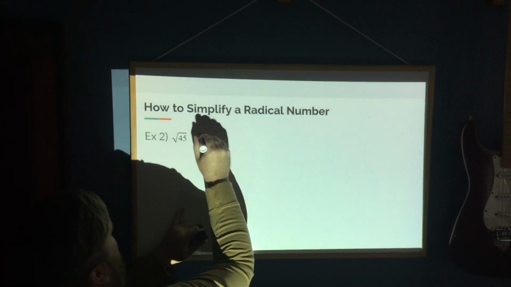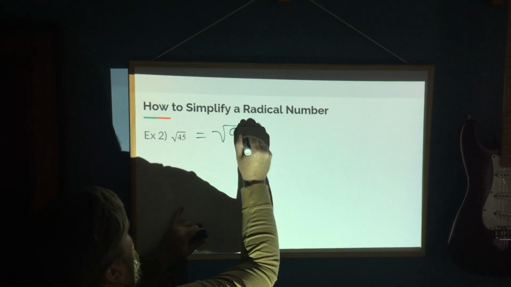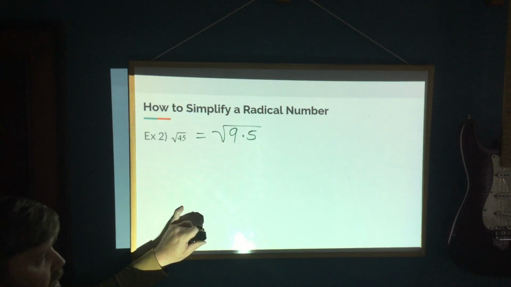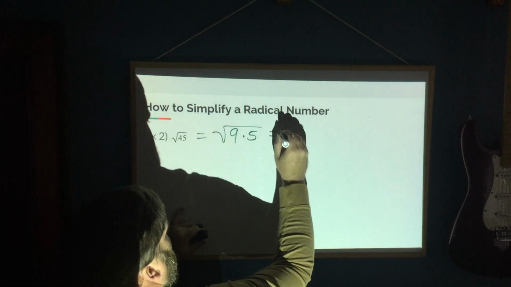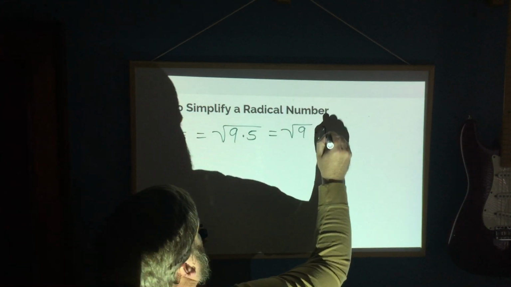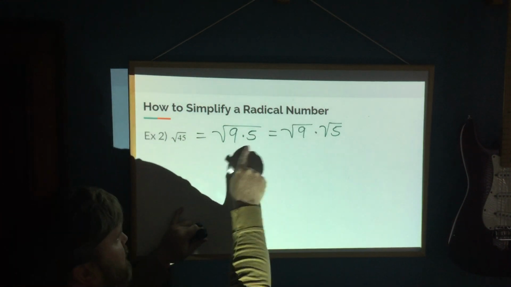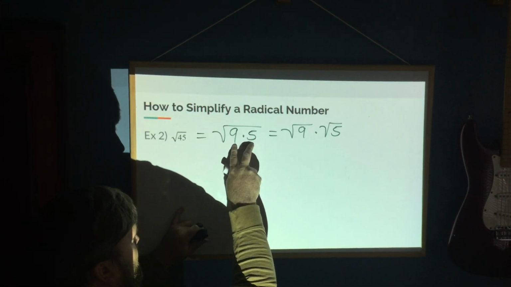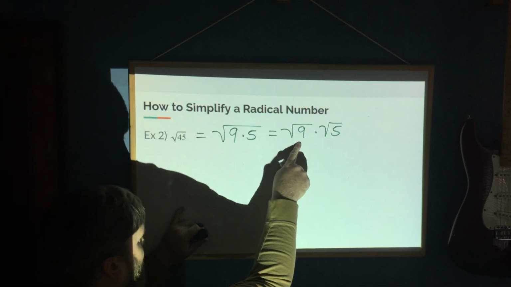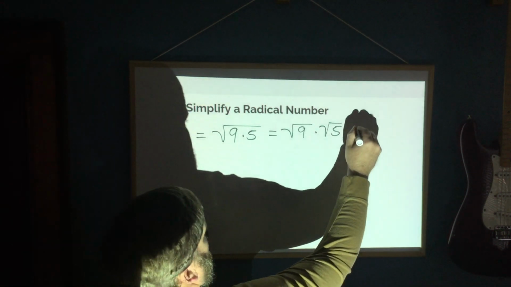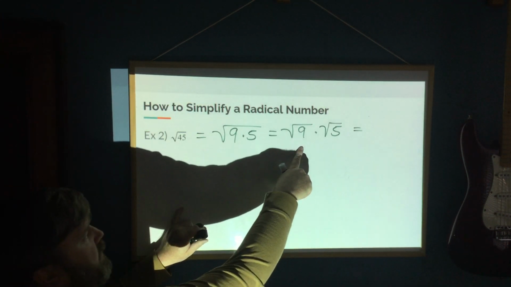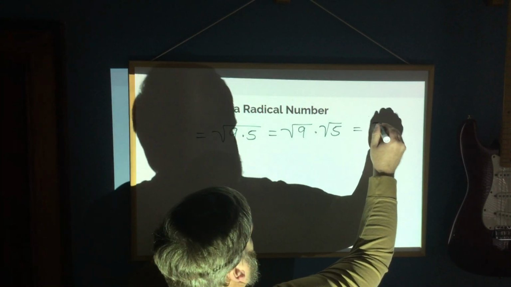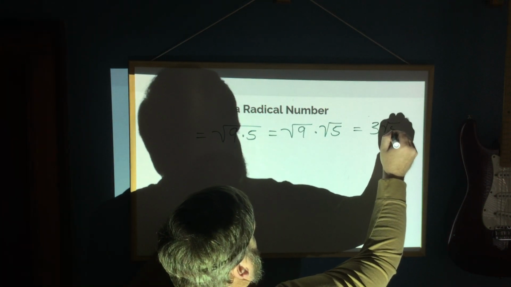So we can break that down to the square root of 9 times 5, which would be equal to the square root of 9 times the square root of 5. Okay, this is that property I showed at the beginning. The square root of AB equals the square root of A times the square root of B. And then, of course, the square root of 9 is 3, so we get 3 square roots of 5.